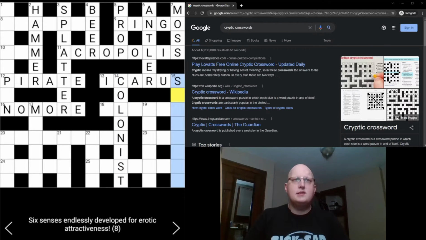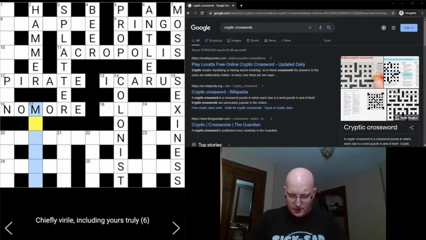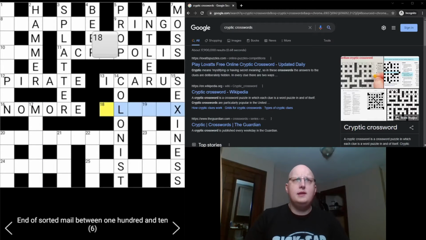All right. 6 senses endlessly developed for erotic attractiveness. Ooh, we're getting spicy today. 6 senses, endlessly developed. Okay, so I bet we're taking the letters in 6 and the letters in senses, and we're removing that last S, so it's endless, and we're developing them to get us erotic attractiveness. So what would that be? That would be sexiness, I bet. Sexiness. And there's a lot of S's in that, but not quite that many. Let's see what we get here.